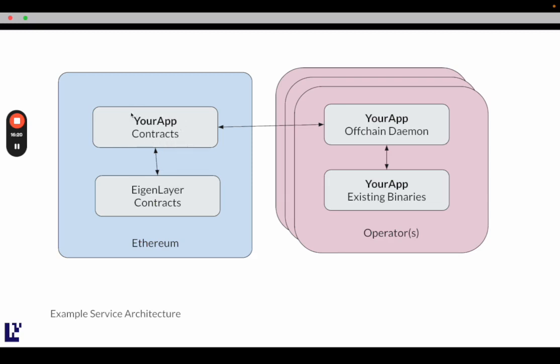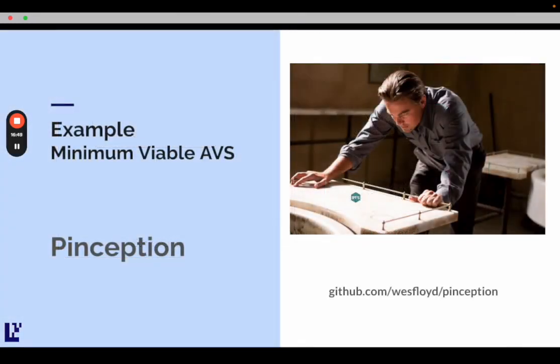These are the contracts that are going to be used for rewards payments, slashing in the future, and the rest of the mechanisms of the EigenLayer ecosystem. But this off-chain daemon is the part that we're going to focus on customizing today. That daemon is actually going to interact with your existing binaries, your existing application. Again, the goal is to use your existing application as directly as possible with a minimum amount of rewrite effort so you can get moving quickly.